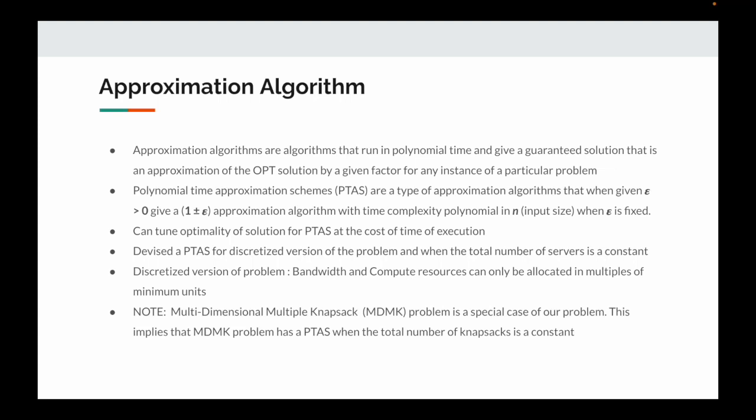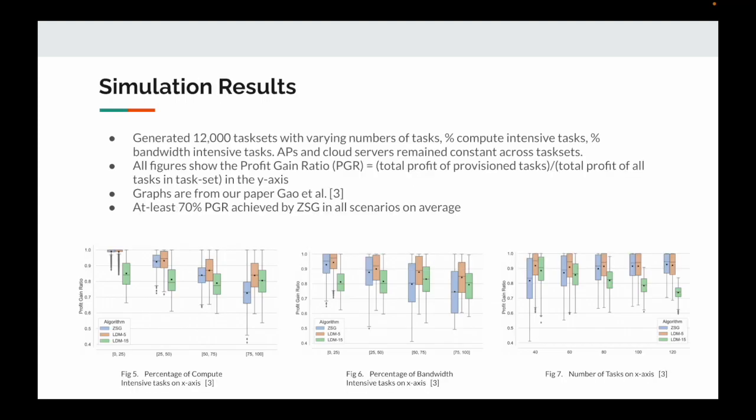It is defined as when the bandwidth and compute resources can only be allocated in multiples of minimum units instead of continuous allocation. And it is interesting to note that the multi-dimensional multiple knapsack problem is a special case of our problem. This implies that this problem, the MDMK problem, has a PTAS when the total number of knapsacks is a constant. This might be of interest to the approximation algorithms and algorithms community in general.